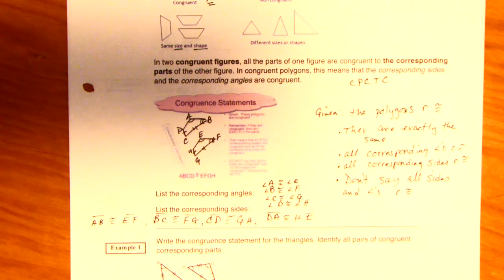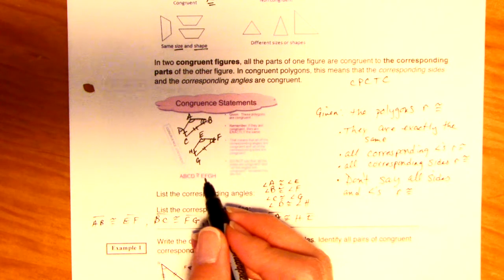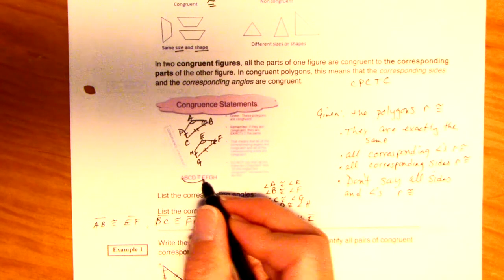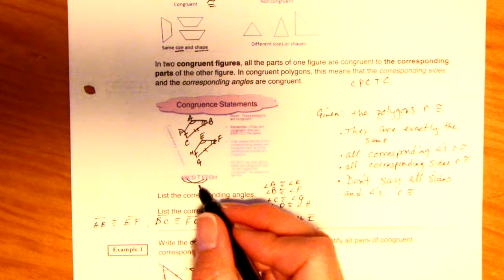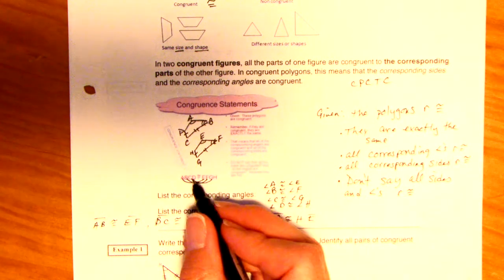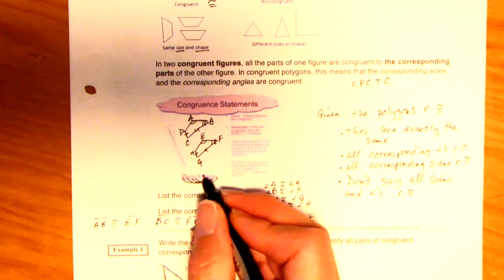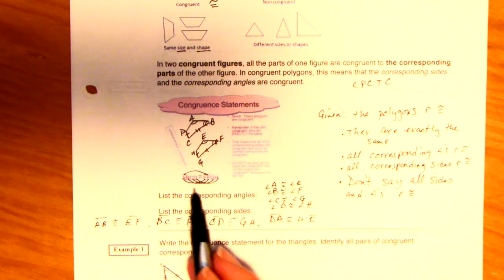Okay, so one thing I want you to see, look at this. In order, ABCD is congruent to EFGH. Those are the letters that correspond with each other. So A goes to E, B goes to F, C goes to G, and D goes to H. Just like AB goes to EF, etc. Okay, so they have to be listed in order. So that's a very important statement right there.